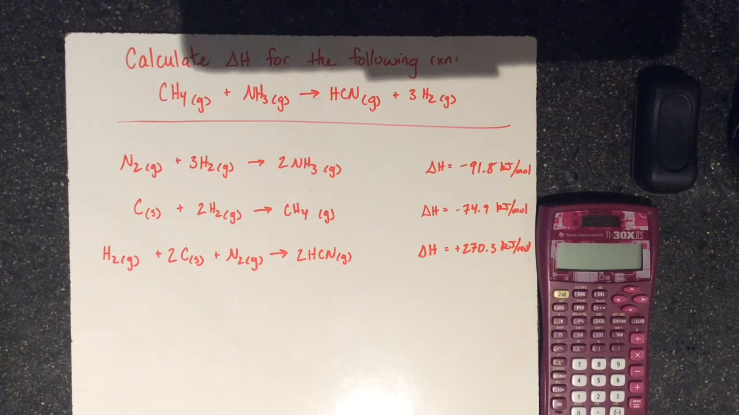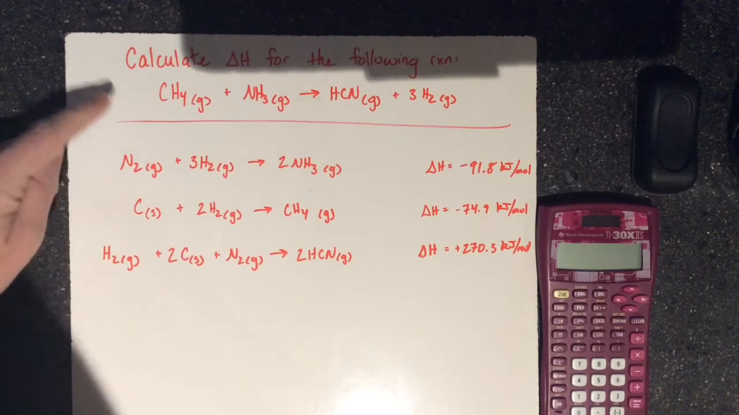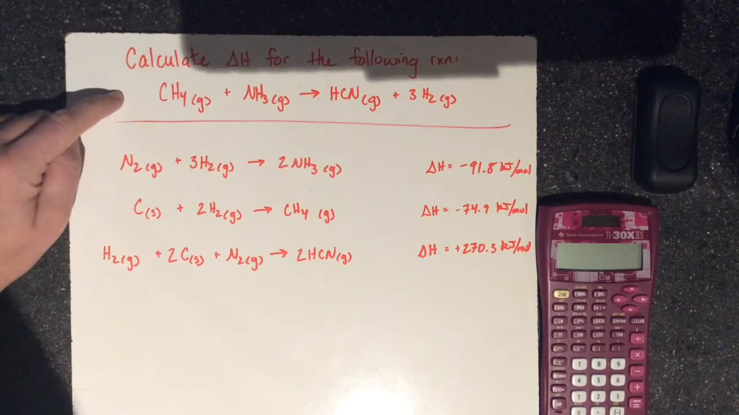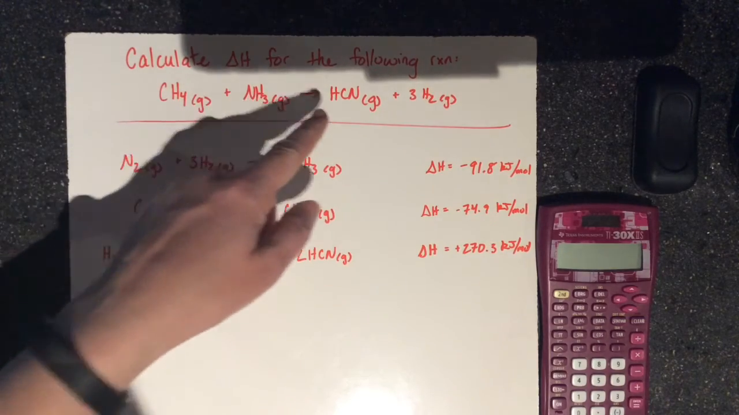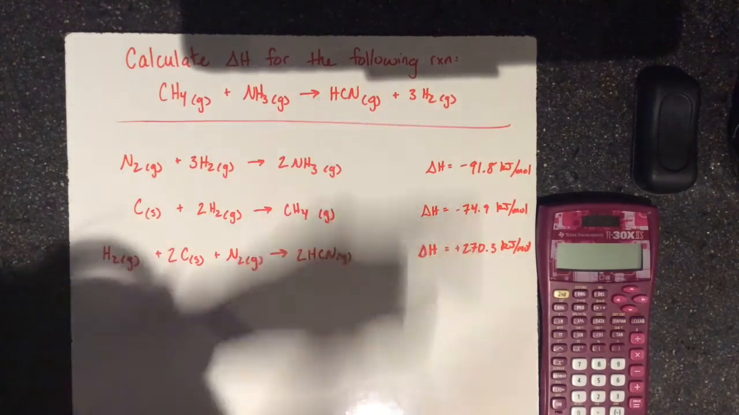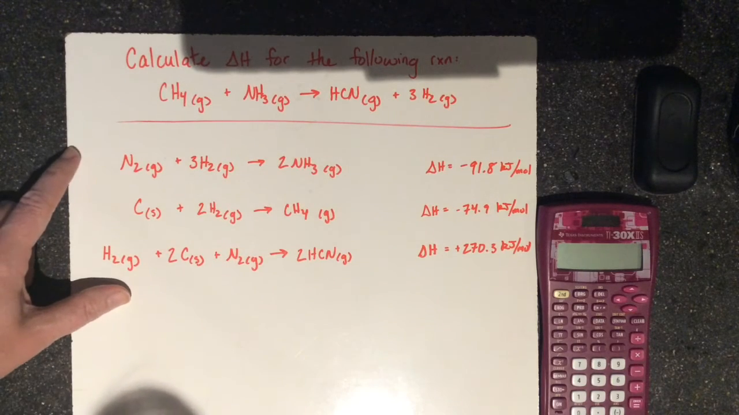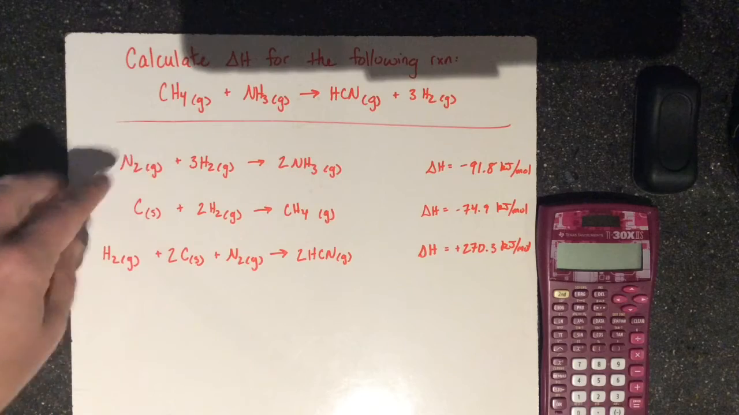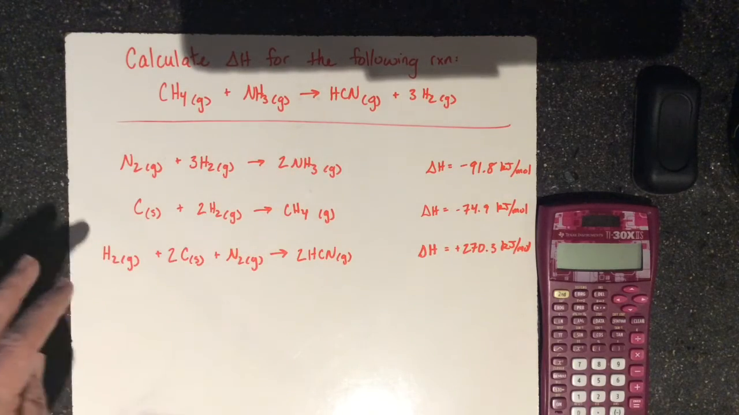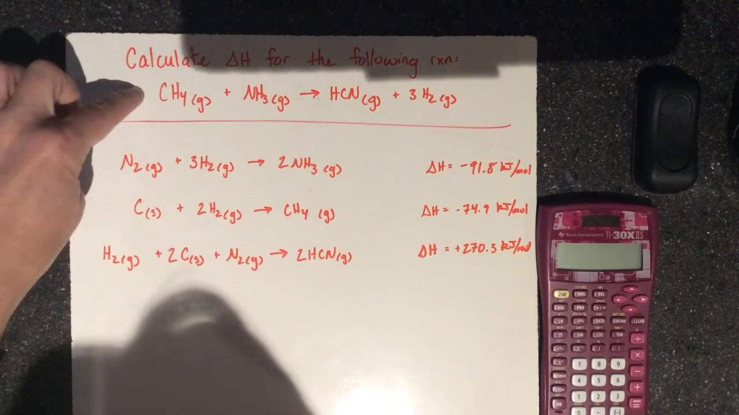Here's an example of Hess's law, which is how you calculate, like it says here in the problem, delta H for the following reaction. We're given this reaction here, that CH4 gas plus NH3 gas produces HCN gas plus 3 moles of H2 gas. And we need to use these three reactions, I should say, we have to add these three reactions together in order to get this reaction.